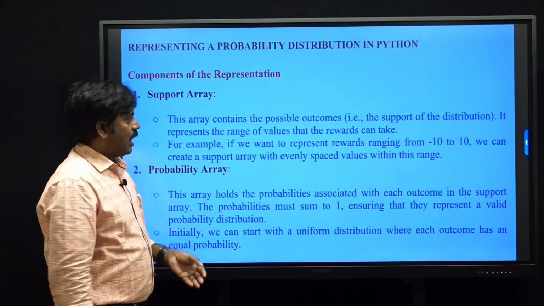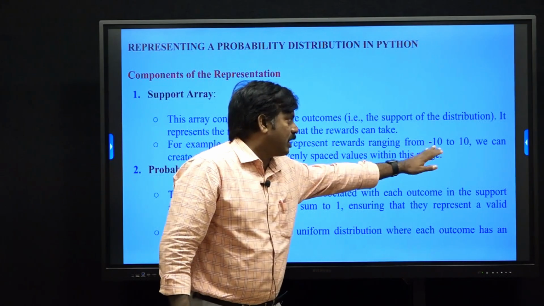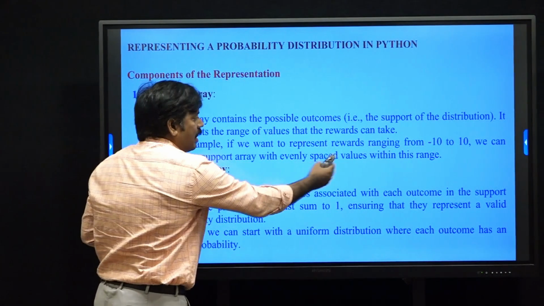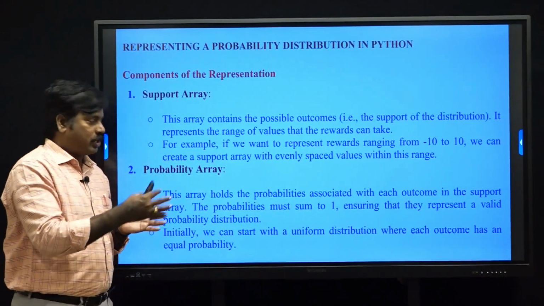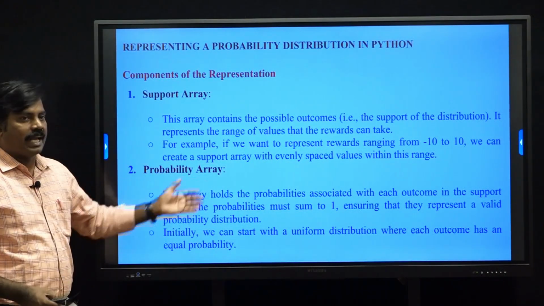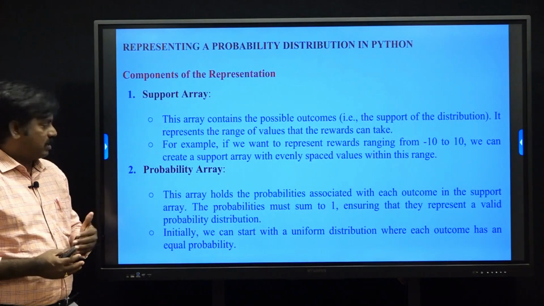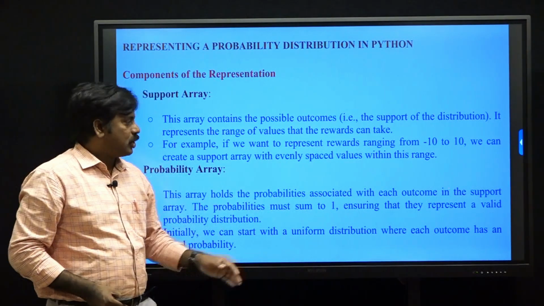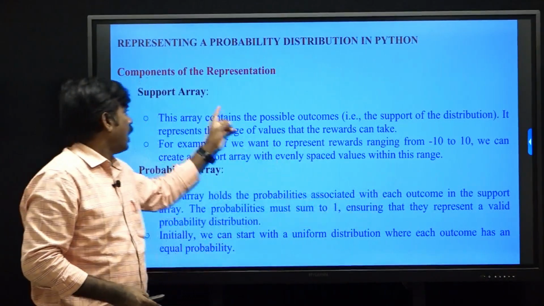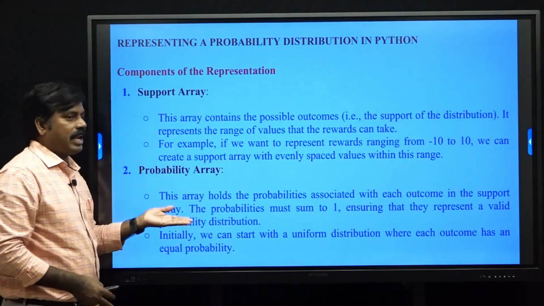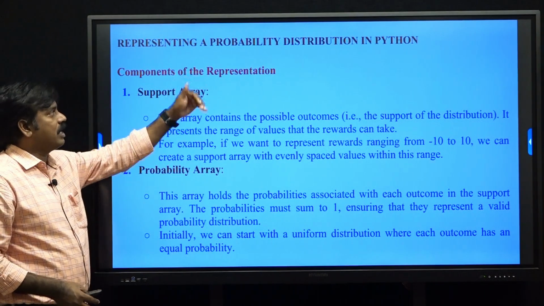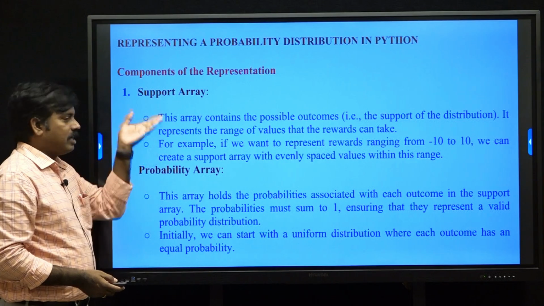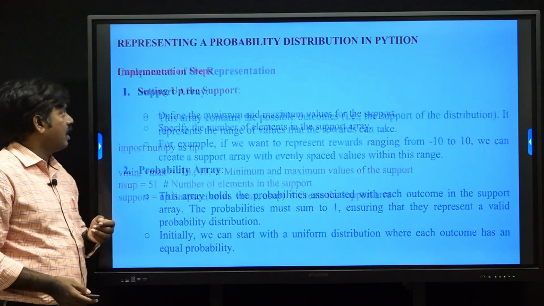For example, we have the range of values from -10 to +10. We create the support array with evenly spaced values within this range. Next is the probability array. This array holds the probability associated with each outcome in the support array. So these two are the arrays we use to represent a probability distribution in distributional Q learning: one is the support array, the second is the probability array.